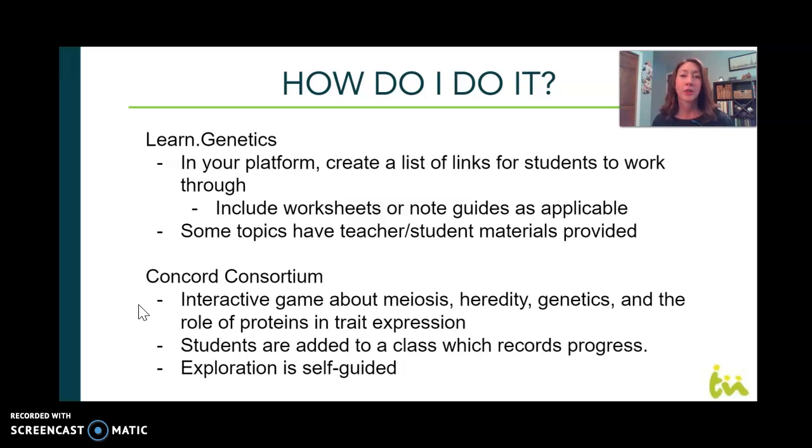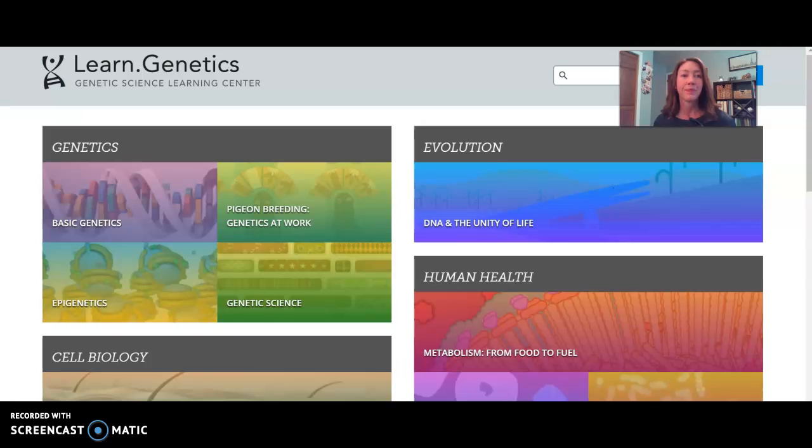The Concord Consortium is a little bit different in that it is a learning platform and classroom all-in-one. If you want to use this, you'll need to sign up for an account, which you can do using your Google login or create one on your own. It is all free. Both of these materials are all free. But with the Concord Consortium, you'll add students to a class, and then that program will actually monitor their progress through the various activities. So that one's a little more hands-off once you get it up and going.